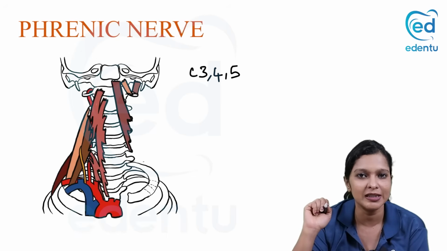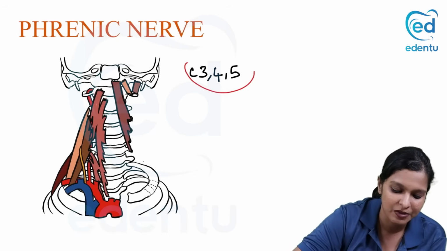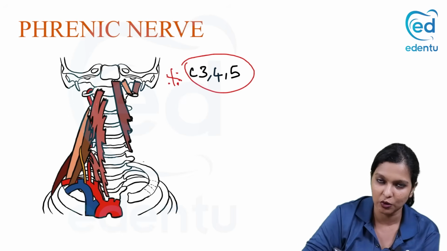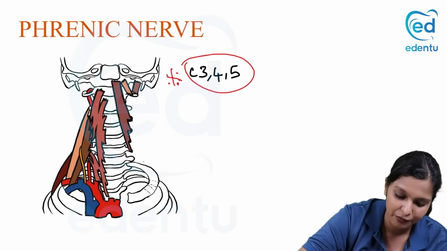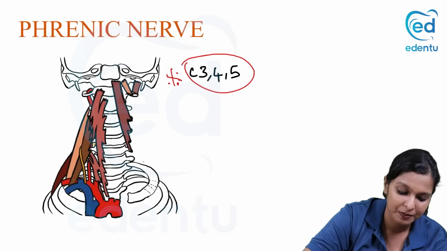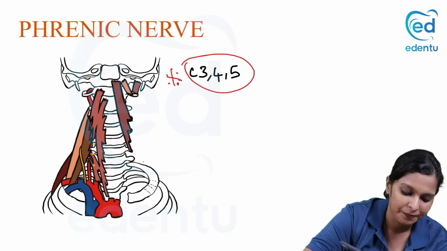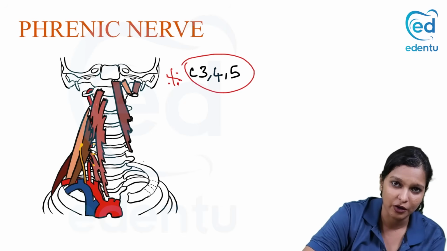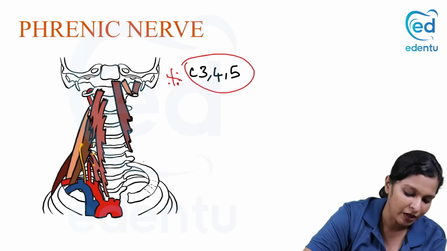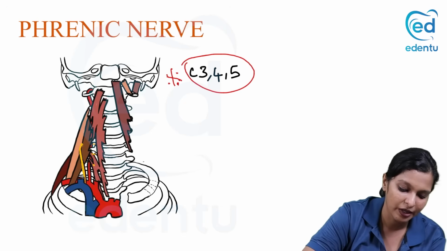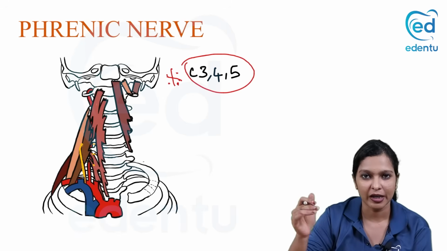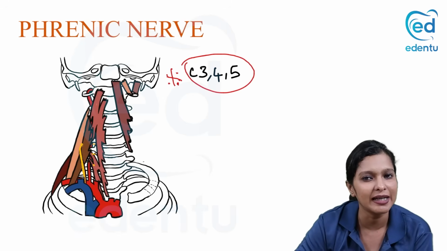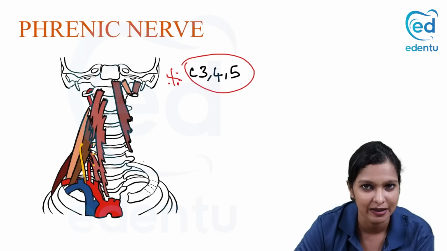The root value is C3, C4 and C5. This is very, very important: the root value of the phrenic nerve. Related to its course, after coming out from the gaps present in the vertebra, it will be related to the outer border of scalenus anterior and the anterior surface. It will peek out through the outer border and descend down on the anterior surface of the scalenus anterior muscle.